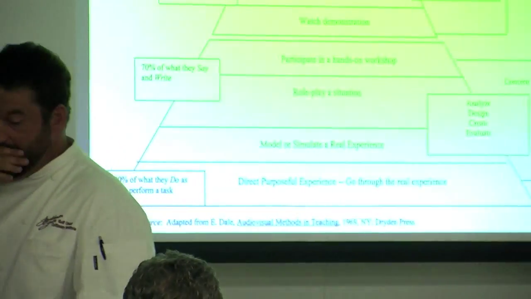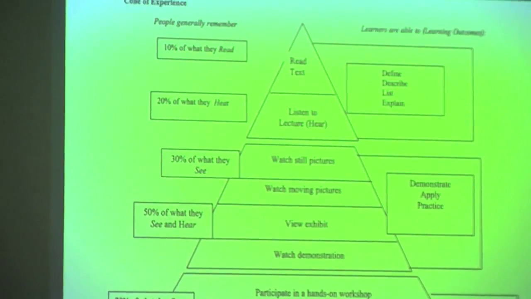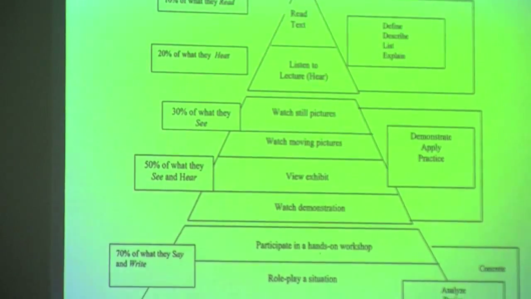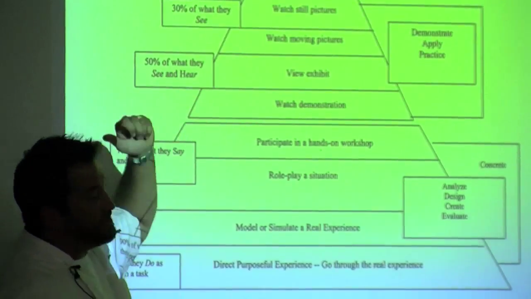All right, so the cone of experience talks about, I don't know why this is yellow, but it is. It's not designed that way. The cone of experience: people understand 10% of what they read, 20% of what they hear, 30% of what they see. And notice you've got still pictures, watching moving pictures, view exhibits, and watch demonstration.